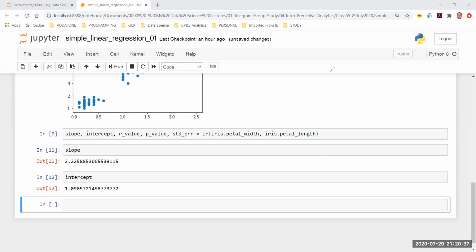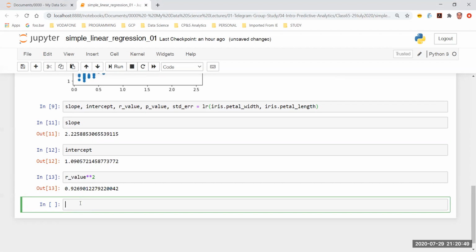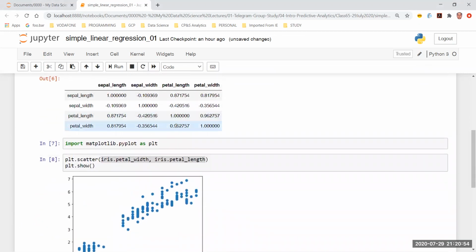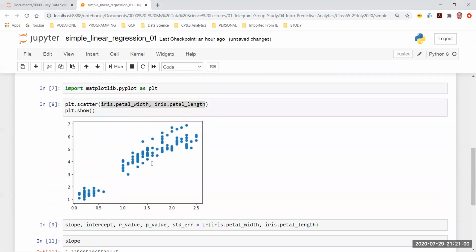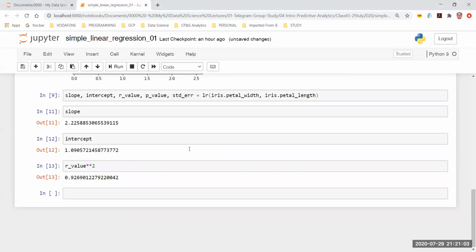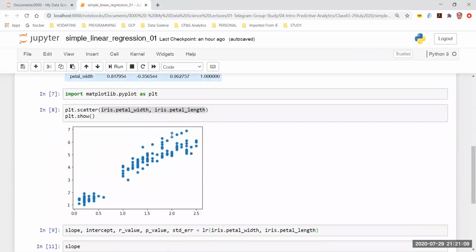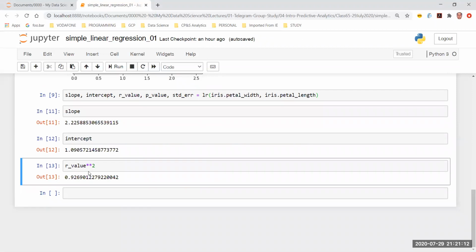Again, let's look into the rest of the variables. Next value is the R value. But do I really need the R value? No, I need the R square value. So I'm going to square it. I get the R square value 0.9269. Is this closer to the correlation coefficient? Somewhat, but it is not equal. This is a very important learning. R square should not be confused with correlation coefficient. Correlation coefficient was 0.96. R square value is 0.926. Also, correlation coefficient was positive, hence there is a positive relationship. R square is always going to be positive because its range will be 0 to 1. Correlation coefficient can even be negative.